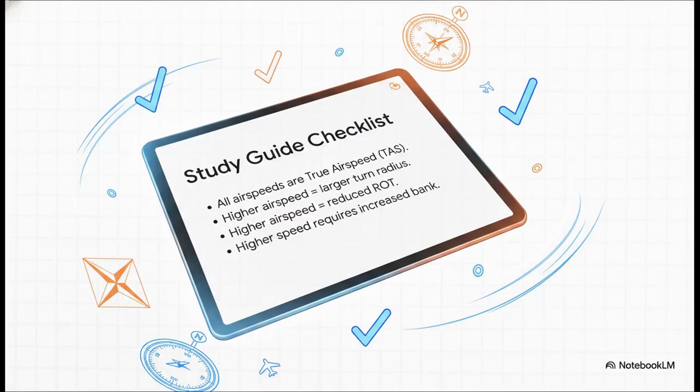Okay, back to business. Here is your high-yield checklist. Seriously, take a mental screenshot of this right now because these facts will definitely be on your test. Remember, we are always talking about true airspeed here. A higher airspeed always means a larger turn radius and a reduced rate of turn if you don't touch your ailerons. And finally, the golden rule. To keep the exact same rate of turn while flying faster, your bank angle absolutely must increase.